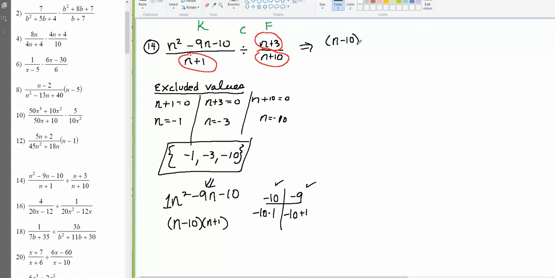So we have n minus 10, n plus 1 over n plus 1. We're going to change to multiplication, and we're going to flip. So the n plus 10 is on top, and the n plus 3 is on the bottom. And now we have a multiplication problem, and before we go any further, you might notice that these cancel here. So now it's multiplication, so we're going to multiply across. The n plus 1 is gone. So it's going to be the n minus 10 times the n plus 10.